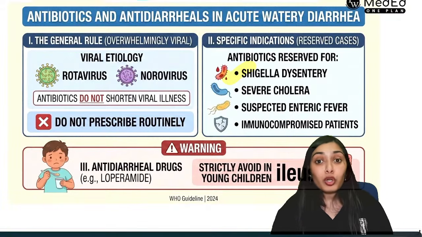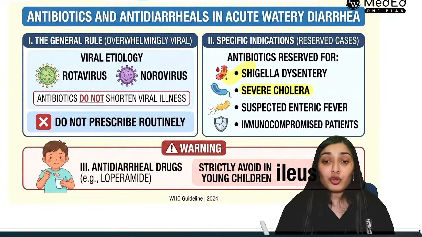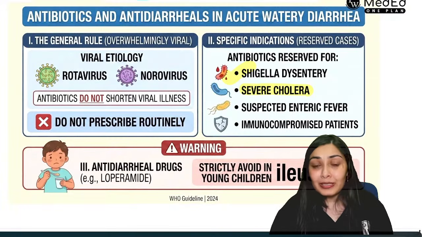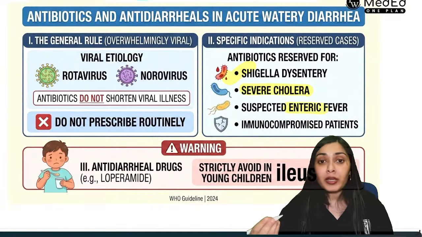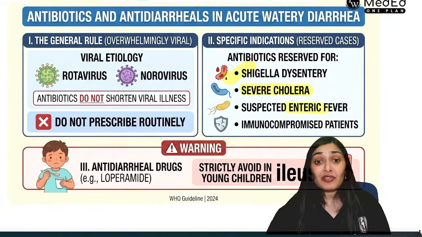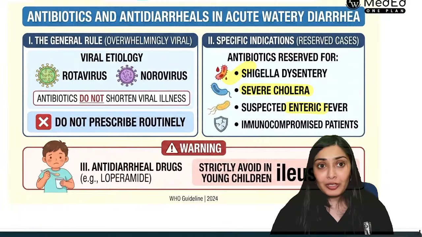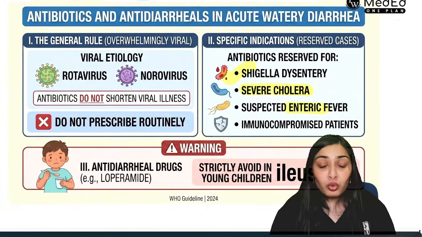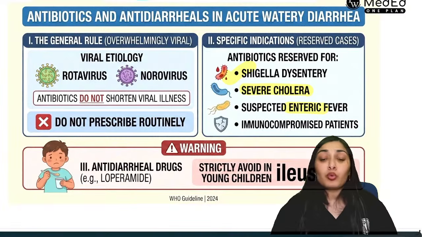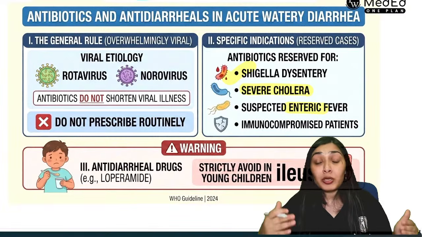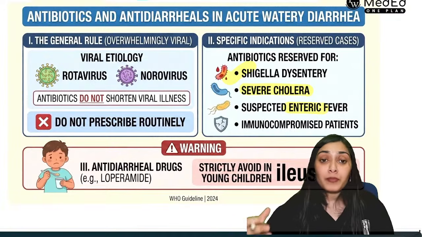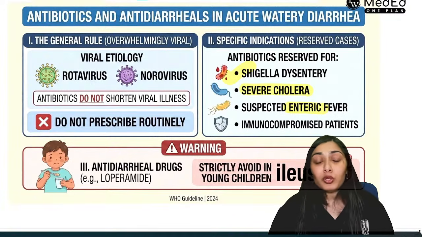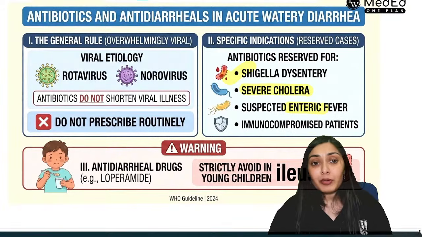If there are rice water stools, you know this is cholera. So cholera, again bacterial, you need to give antibiotic. If you are suspecting enteric fever, if it is an immunocompromised patient, if it is a severely malnourished child, then again you need to give antibiotics, right? Otherwise, general rule, most of the pediatric diarrheas are viral. Antibiotics have no role, so do not prescribe them. They do not shorten the viral illness, and in fact can introduce resistance, right? So it's better to avoid antibiotics in cases of pediatric diarrheas.